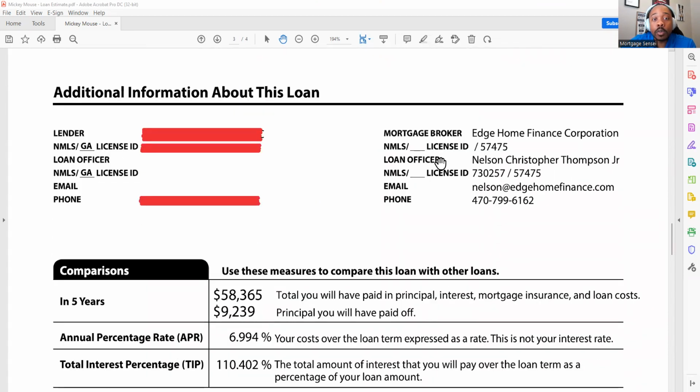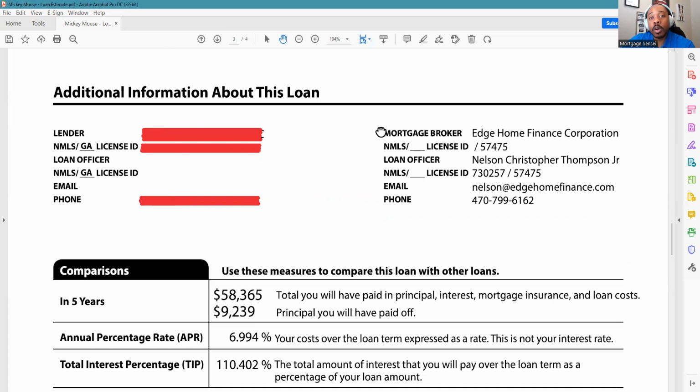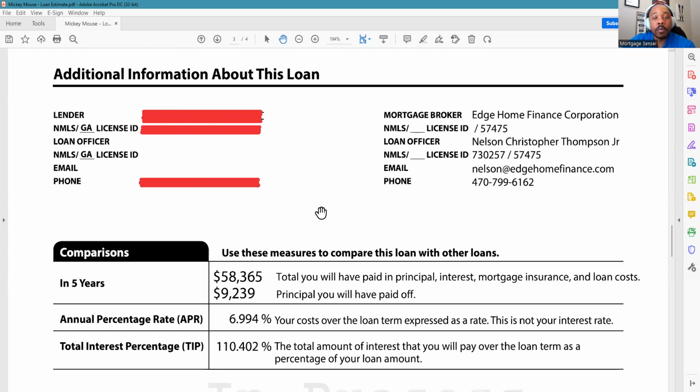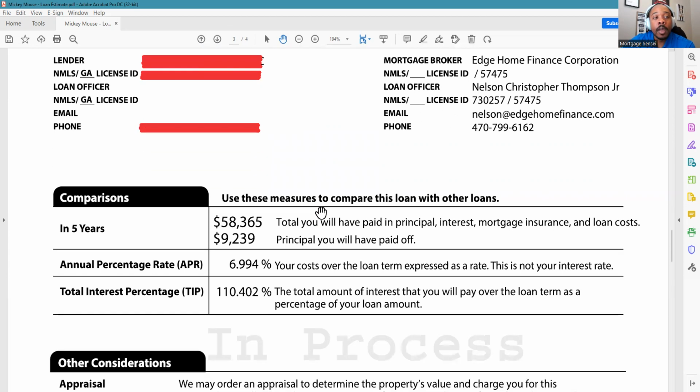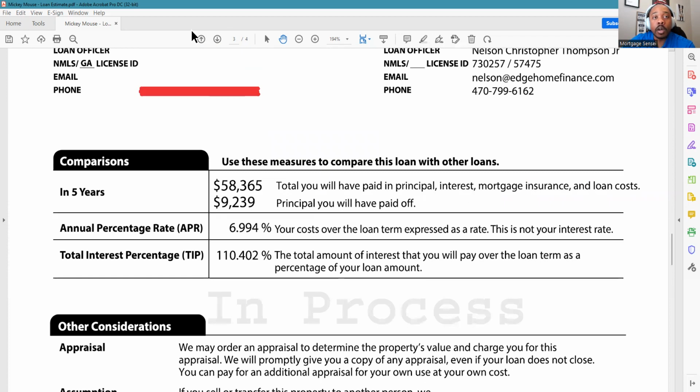So we're just going to page 3. Now in page 3 here, as you can see, this is just additional information. You have the lender information on the left side. You have the mortgage broker who I work with currently, Mortgage Edge Home Finance Corporation. There's my personal information, identification, stuff like that for the state of Georgia and federally. And then below that, you have your comparison chart.